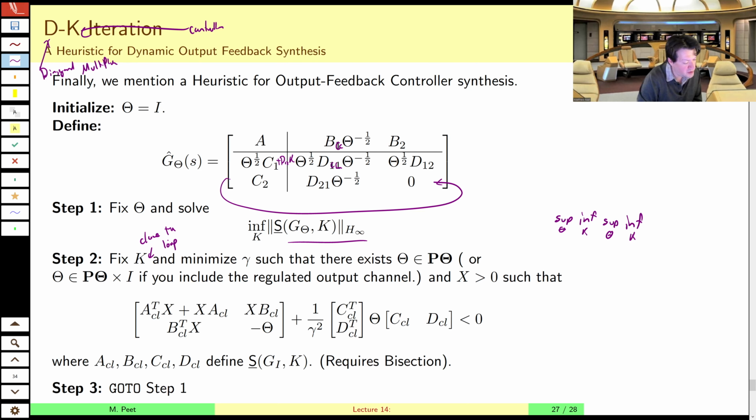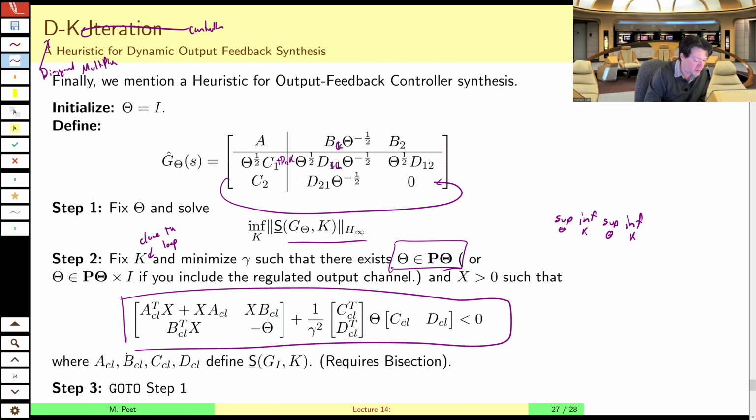And here's where it gets a bit tricky, right? The next step is actually more tricky. So, find a scaling associated with that, which corresponds to the best scaling for that particular controller, right? So, okay, you solve this closed loop optimization problem. Okay, that's great. You can do this, right?